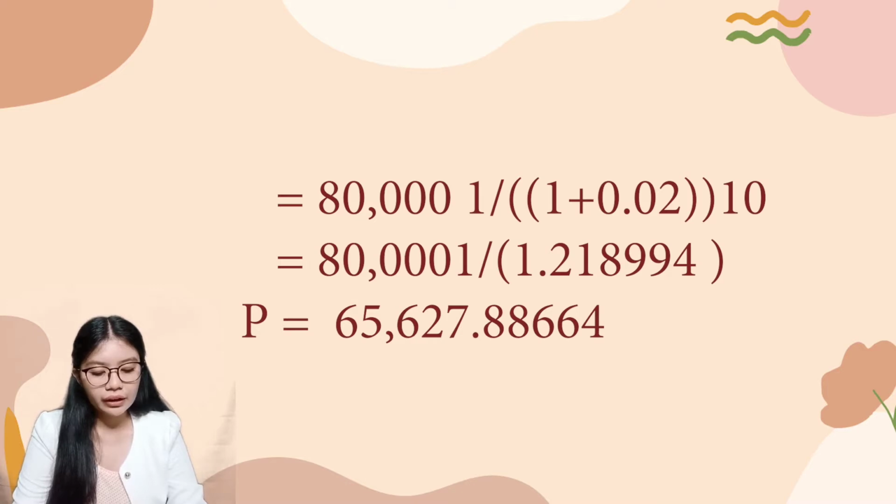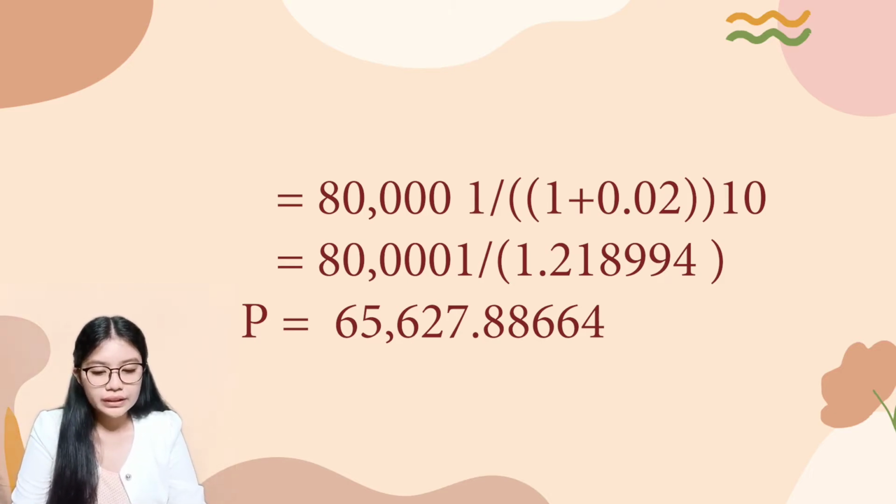equals 80,000 multiplied by 1 over 1.218994, and P is equal to 65,627.8864.